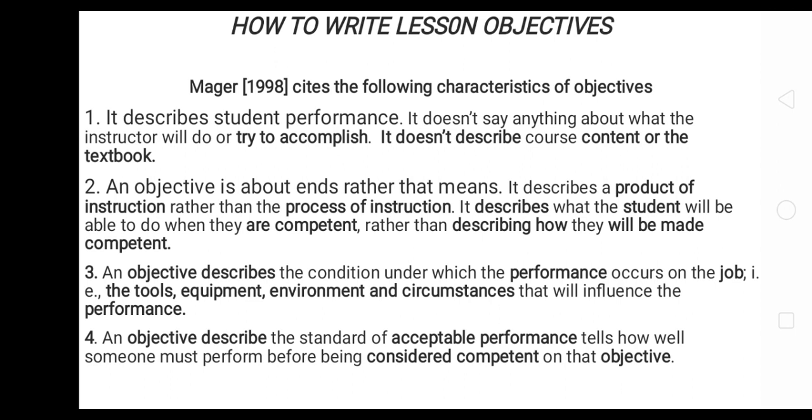So number 4, an objective describes the standards of acceptable performance. It tells how well someone must perform before being considered competent on that objective. This means an objective describes how well the learner must perform in order to be acceptable.